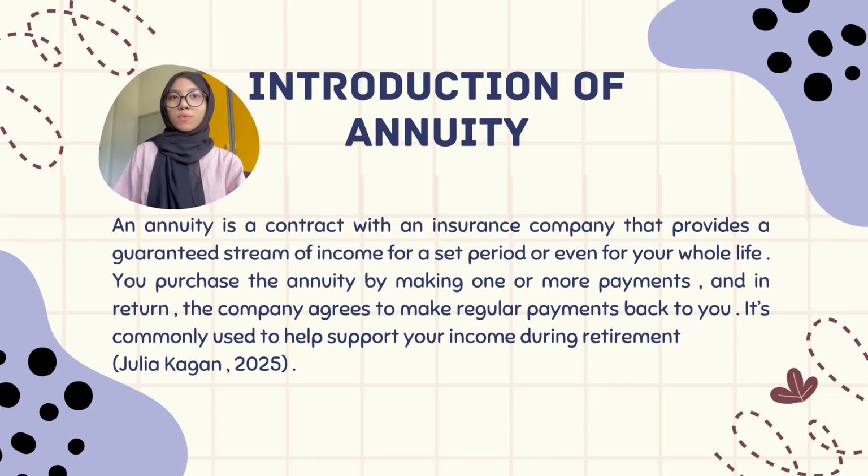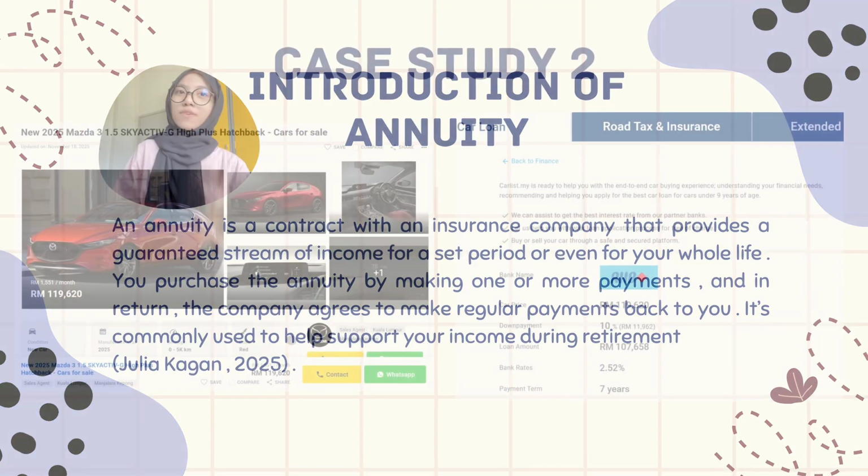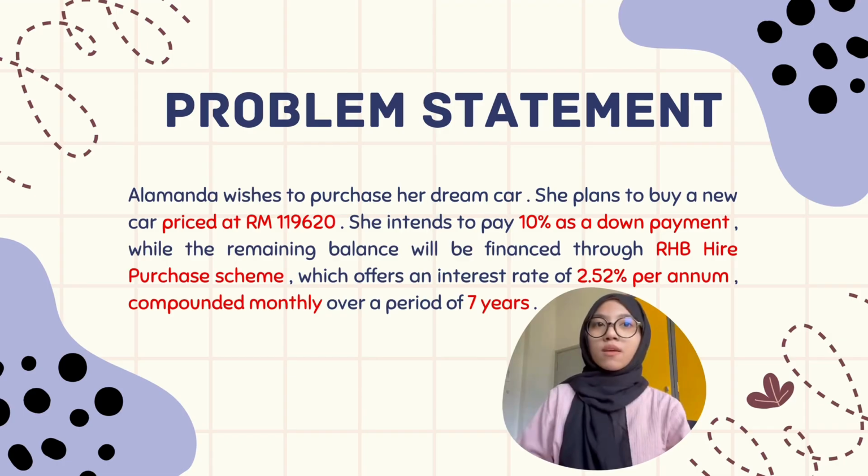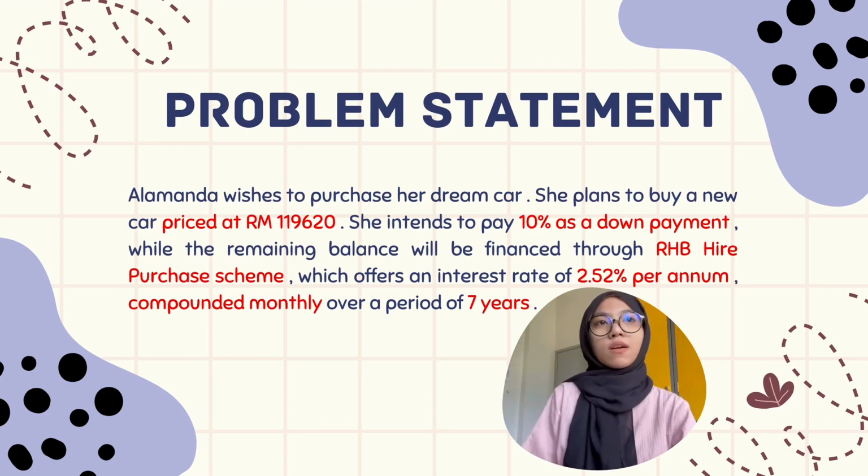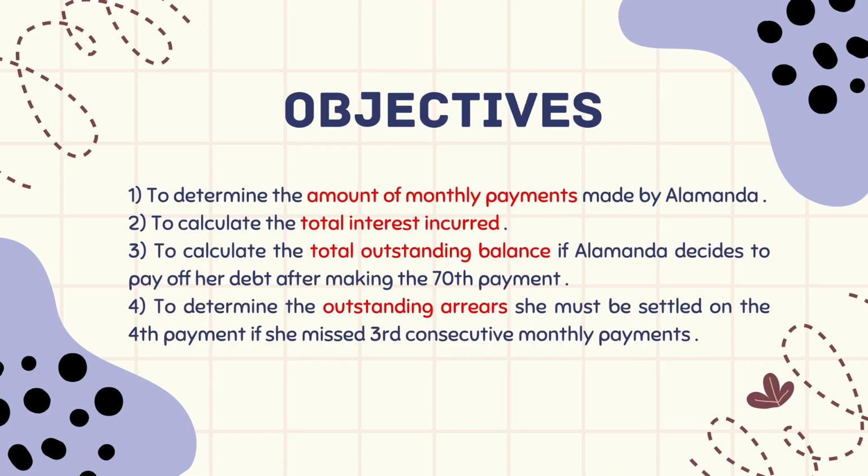I'm going to handle case 2, which is annuity. An annuity is a financial product that provides a series of regular payments over time. Let's go with the problem statement. Alamanda wishes to purchase a green car. She plans to buy a new car priced at RM119,620. She intends to pay 10% as a down payment, while the remaining balance will be financed through RHB Hire Purchase Schemes, which offers an interest rate of 2.52% per annum, compounded monthly over a period of 7 years.